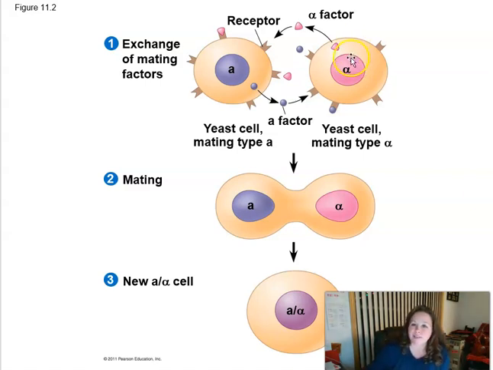So the alpha factor from the alpha yeast fits into the receptor of the A yeast, and then vice versa. The A factor from the A yeast fits into the receptor of the alpha yeast. That way, number one, they know that each other is there, and they know that they're able and ready to mate with each other. So they release those factors, then they're received, they merge like you see in the picture.